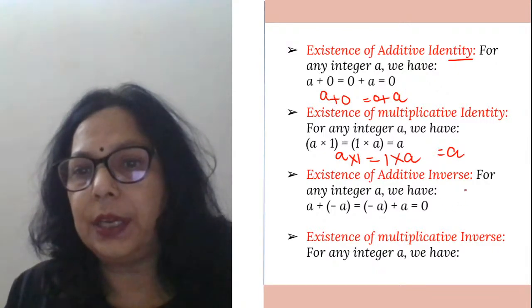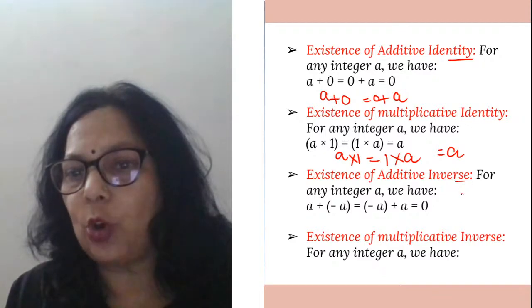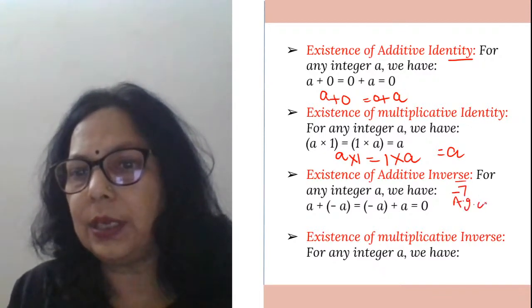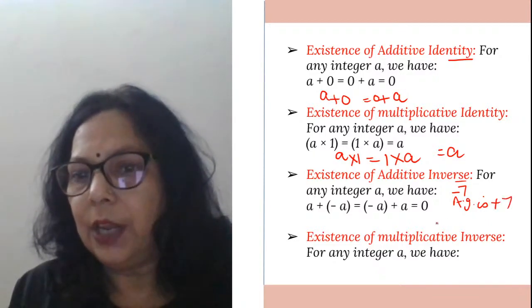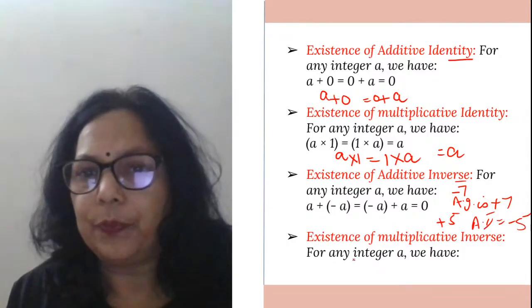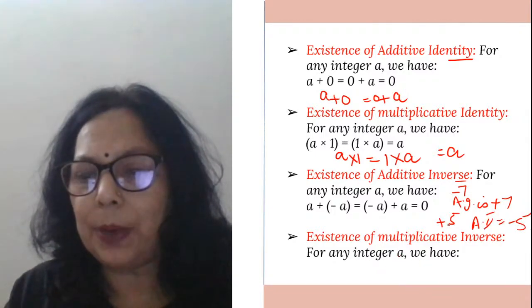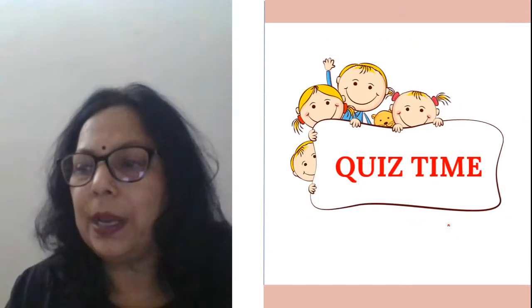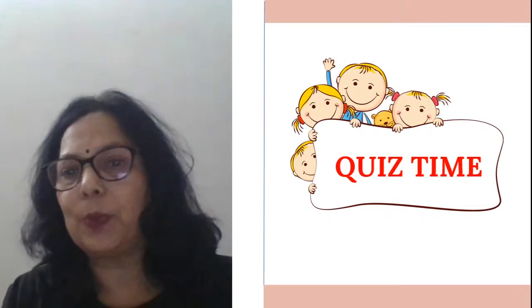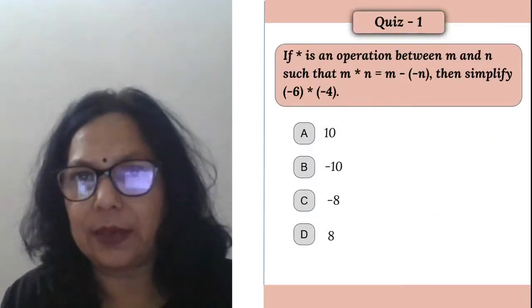Additive inverse. Additive inverse is with opposite sign. If I write minus 7, so additive inverse is plus 7. If I write plus 5, then additive inverse is minus 5. Existence of multiplicative inverse. Multiplicative inverse is the reciprocal. If I write 7, its multiplicative inverse is 1 by 7.